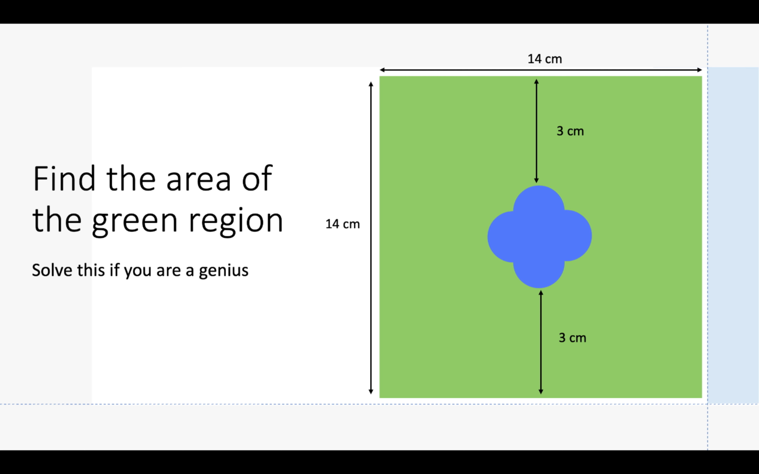Right, so what is this problem about? The problem is to basically find the area of the green region. Now this problem looks a bit perplexing, and that's why at Perplexity we discuss perplexing problems.